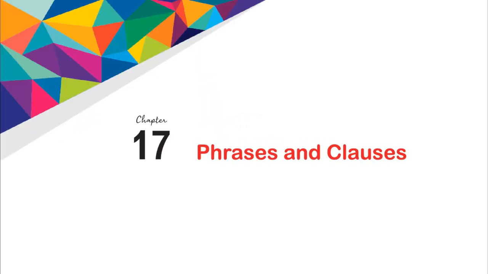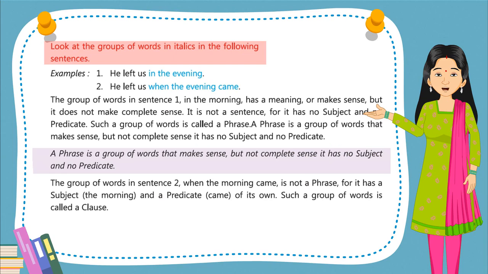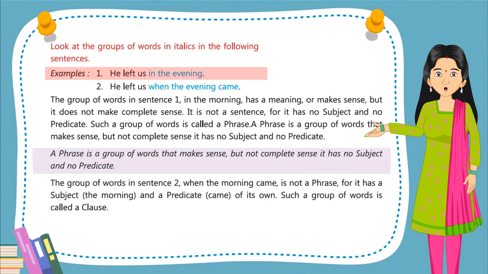Chapter 17: Phrases and Clauses. Look at the groups of words in italics in the following sentences. Examples. 1. He left us in the evening. 2. He left us when the evening came.